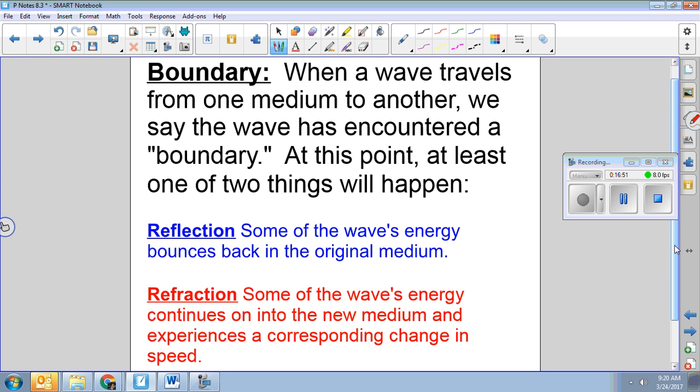So a boundary just means that your wave is traveling from one medium to another. And when that happens, at least one of these two things will happen. Some of the energy will reflect and bounce back into the original medium, and some of it will refract and continue into the new medium. Write it down, and then I'll give you a couple simple examples. And then we can learn about standing waves and do some cool demos.